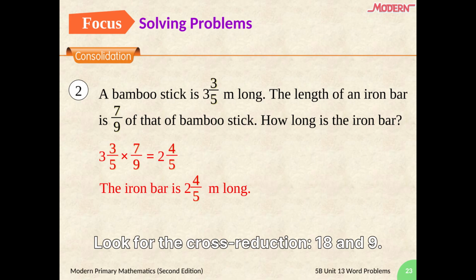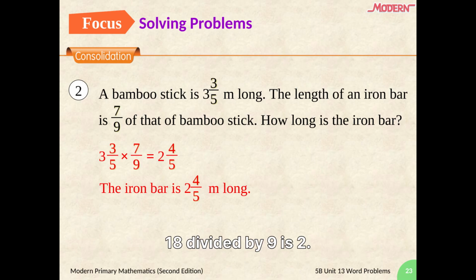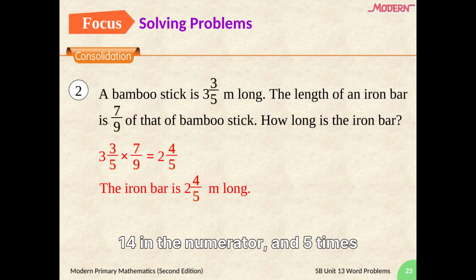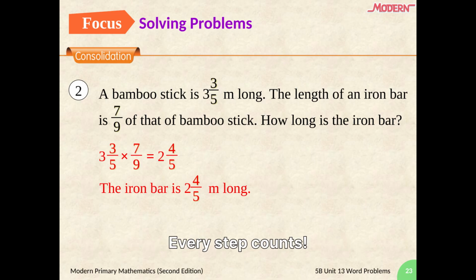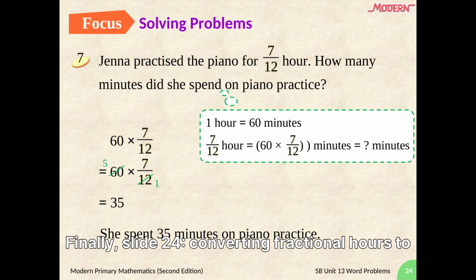Look for the cross reduction, 18 and 9. 18 divided by 9 is 2. Now multiply across. 2 times 7 is 14 in the numerator, and 5 times 1 is 5 in the denominator. 14/5 simplifies to 2 and 4/5 meters. Every step counts.